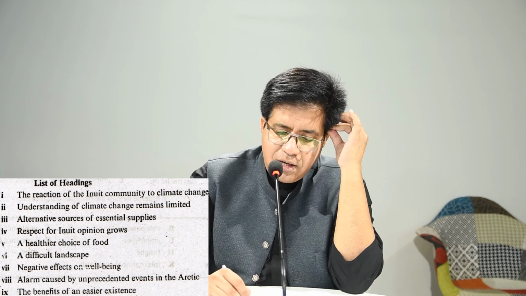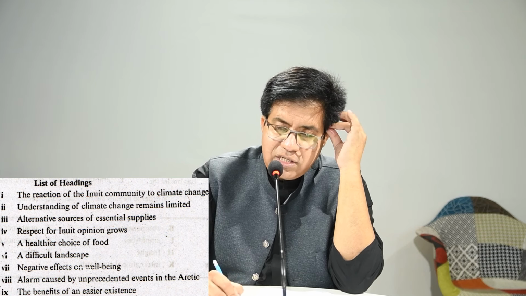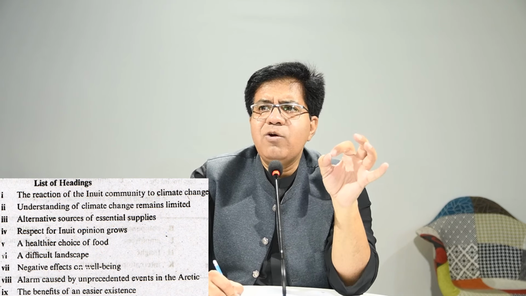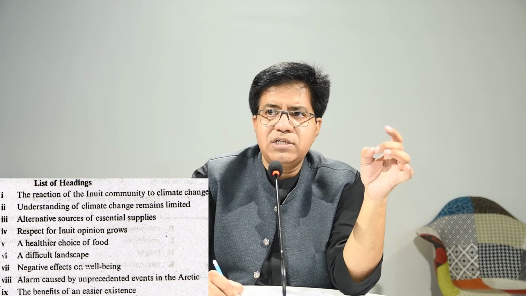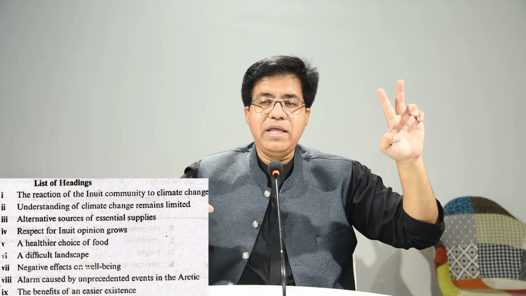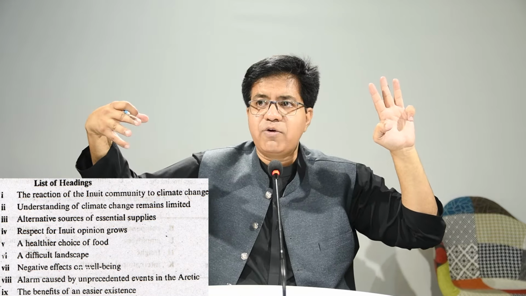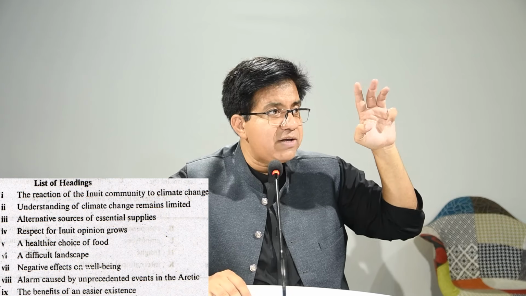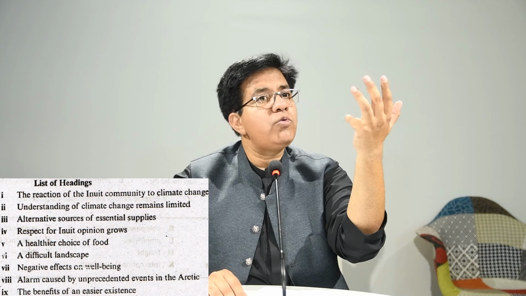Heading number 3. Alternative source of essential supplies. Very simple. What are essential supplies? Water, gas, coal, meat and all that. So alternative source. They will say they get water from snow. They get meat from farms. They get cheese from imported sources, or they get cheese from another country. So what is that? Alternative sources of essential supplies. Means they will talk about 2 to 3 sources.